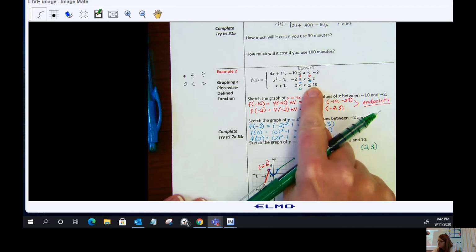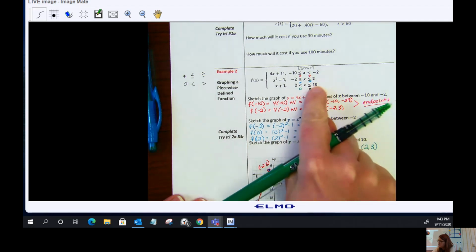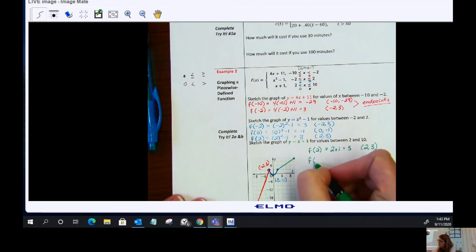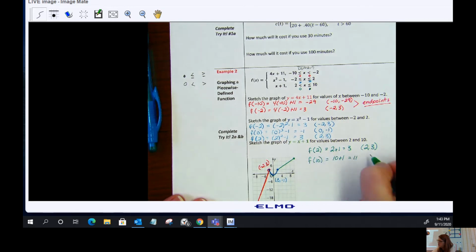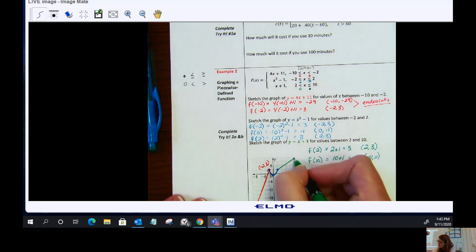These graphs will all be connected. And then grab the endpoint of my domain. My x value is 10. F of 10 equals 10 plus 1 equals 11. So I have an ordered pair at 10, 11, which is right here. And again, this was closed, 10, 11. And now remember too, over here, this was an open dot, and that's because the blue portion, that quadratic, was a closed dot. And then you will go ahead and just graph it.